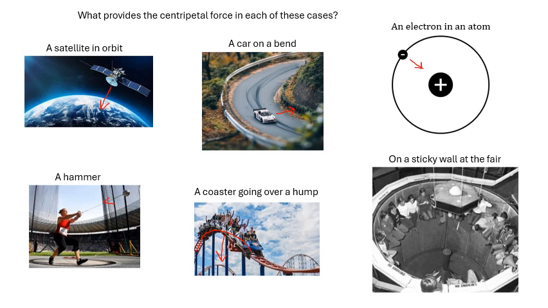Then on a sticky wall at the fair, this person here, Fred, what's the force acting on him? Well, it's the push of the wall, the contact force. The wall is pushing him towards the center of the circle. So in each of these cases, the resultant force is centripetal. And in each of them, there's a different resultant force pulling it towards the middle, or pushing it in the last case.